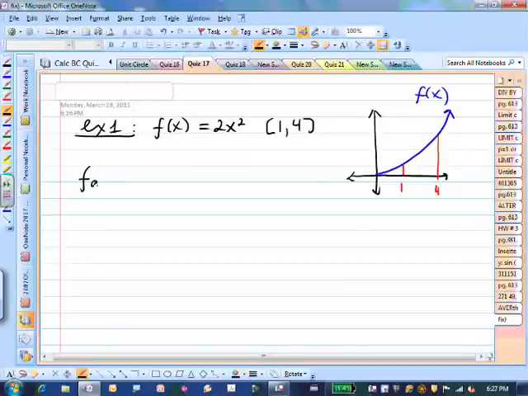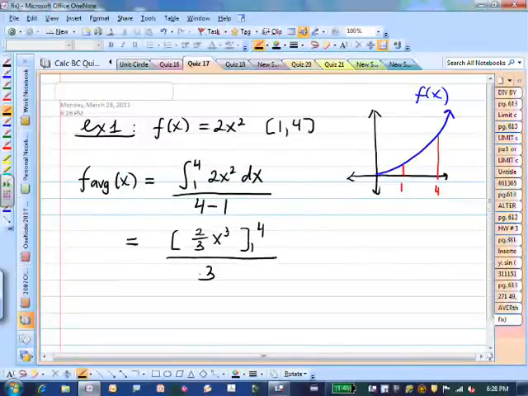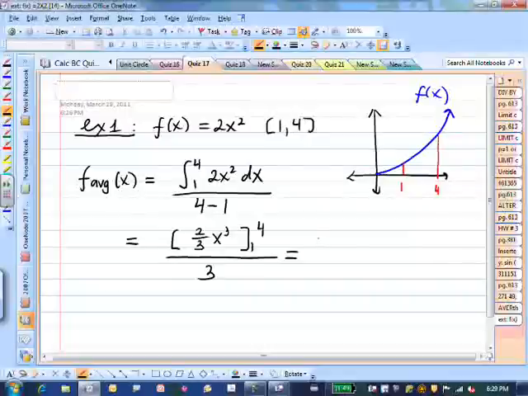According to the formula, to get the average value in that interval, I'm just going to integrate from 1 to 4, 2x squared dx, so that's going to add up all the values, and then I'm going to divide by the gap, 4 minus 1. So in this case, the top integral becomes 2/3 x cubed from 1 to 4, all over 3. If you work this out, the answer you get will be 42 over 3, which reduces to 14.